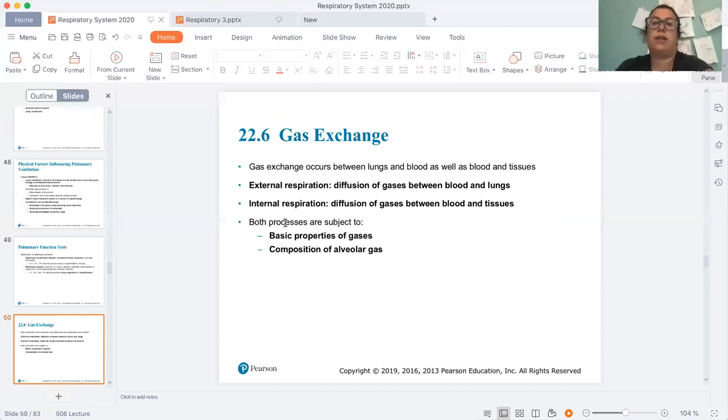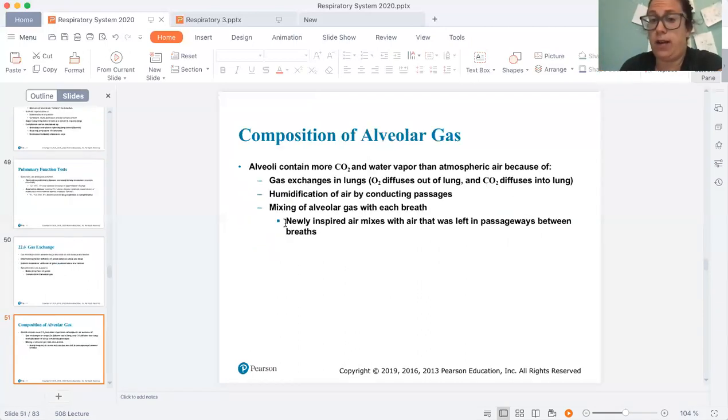Okay, as far as gas exchange goes, I'm not talking about farting here, but I'm talking about internal respiration. So external respiration, we're bringing the gas between the blood and the lungs. Internal, remember, is between the blood and the tissues. And both of these gas exchanges depend on what the gas makeup is in the alveoli, and also the basic chemistry properties of gas. So inside the alveoli, they actually contain more CO2 and water vapor than atmospheric air. And that's kind of strange. You're like, why the heck is that happening? Well, it's happening because we need that oxygen to have a gradient and to have a pressure.